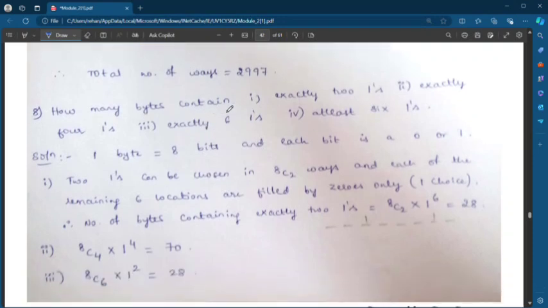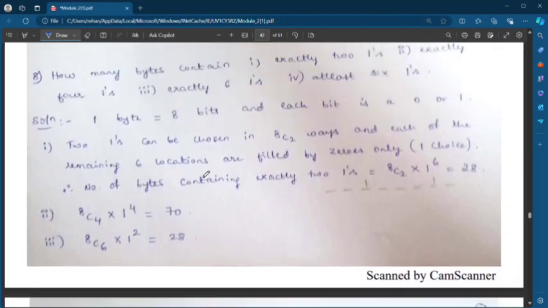In how many bytes contain exactly 2 ones, exactly 4 ones, exactly 6 ones, at least 6 ones? You just see here. So they are asking this in combination. So two ones can be chosen in 8C2 ways, and each of the remaining 6 locations is filled by 0 only. So what is it saying first? Exactly two ones. So only two ones should be there.